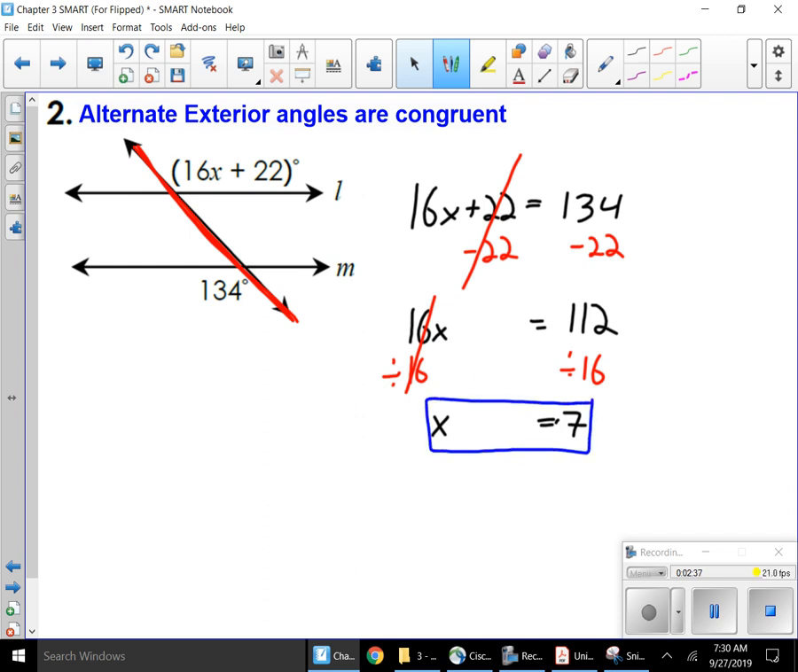Once again, you can double check that 7 by substituting it back into the original expression. 16 times 7 plus 22, and that will be 134. So that checks out.